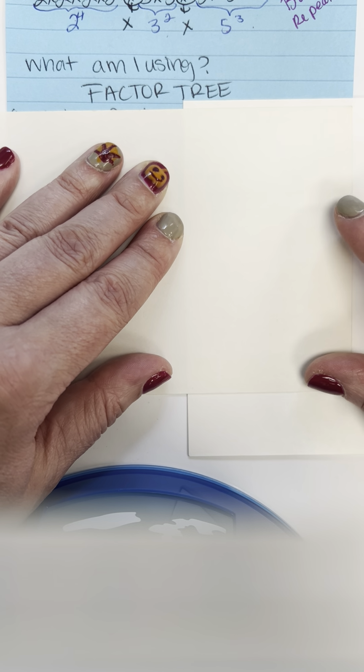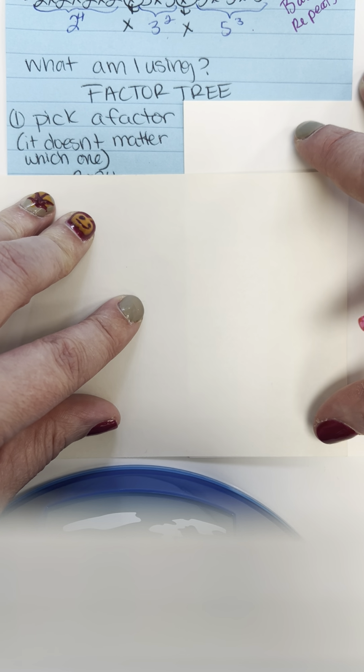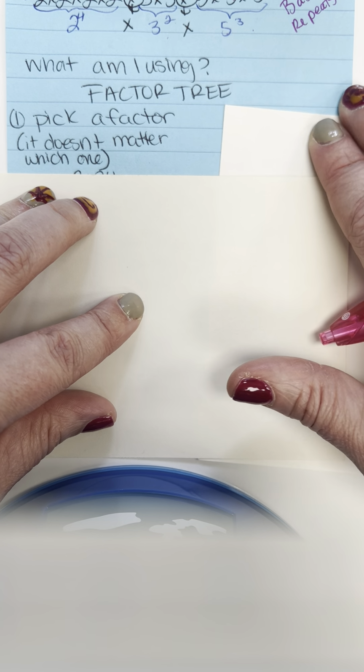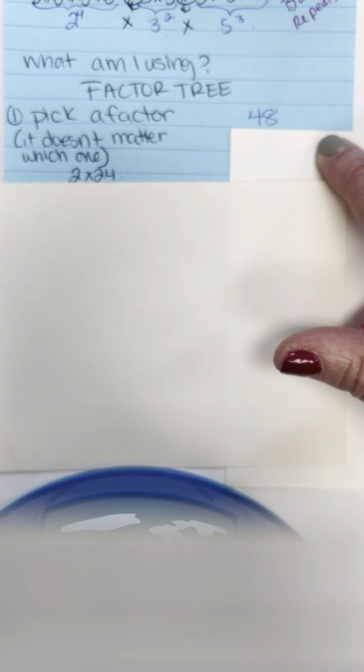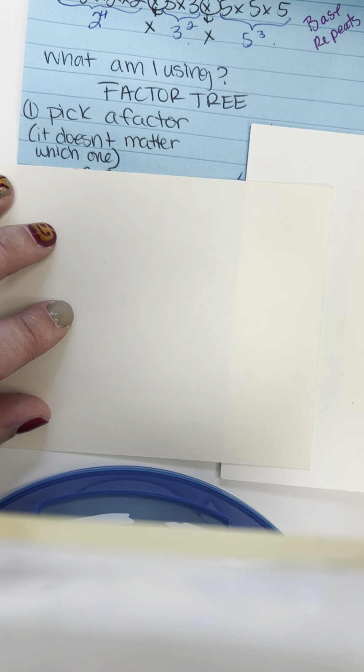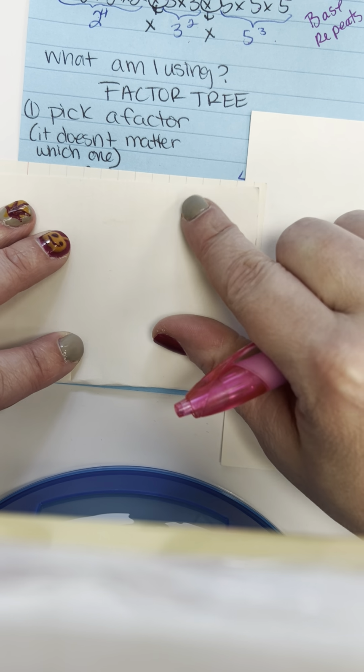All right, so for my factor tree, number 1, I pick a factor. It doesn't matter which one, so let's see what number I'm working with. I am working with 48. So I'm gonna pick the factor options for 48. Pause. To help you out with this, you could use your divisibility rules. I do have a divisibility rule video, so here we go.